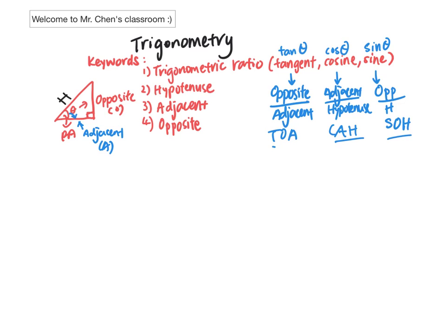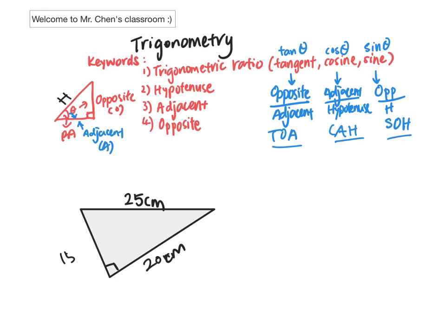For example, I have this right angle triangle here, and I am going to put some numbers on it. The hypotenuse here will be 25 centimeters. That will be 20 centimeters, and the other shoulder length will be 15 centimeters. Let's say the reference angle, theta, is right there. That tells me straight away that is your hypotenuse, that is the opposite, and that shoulder length will be your adjacent.